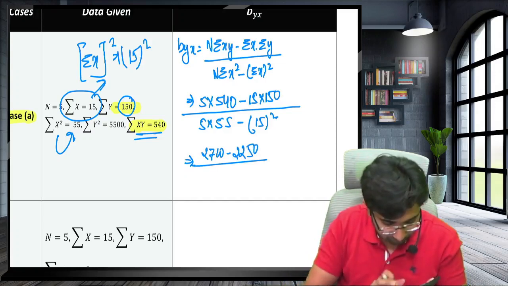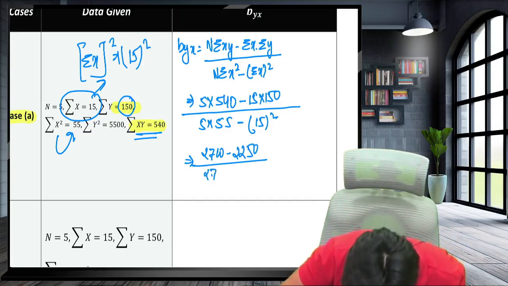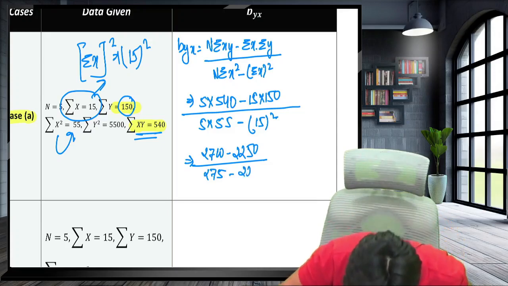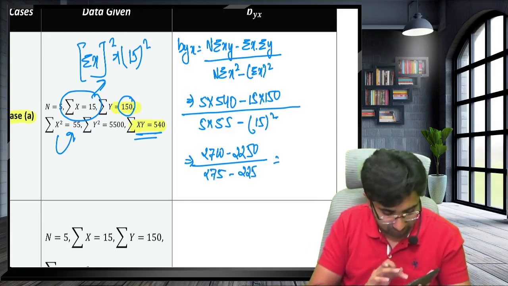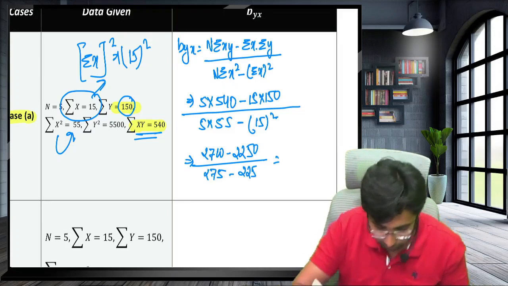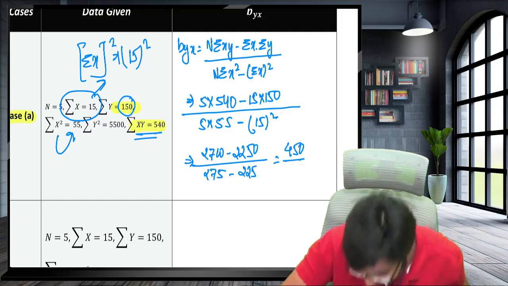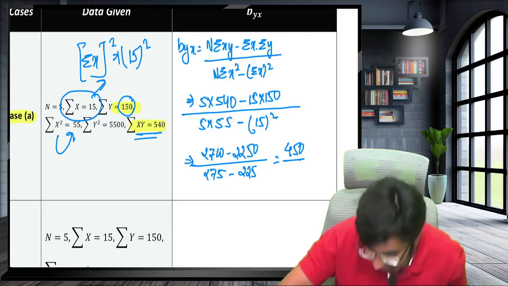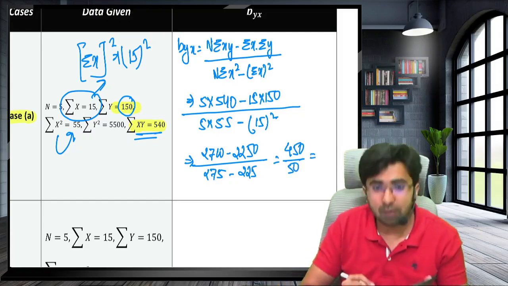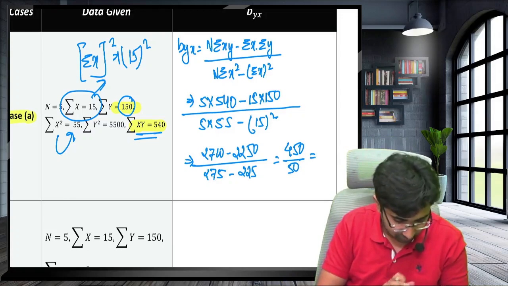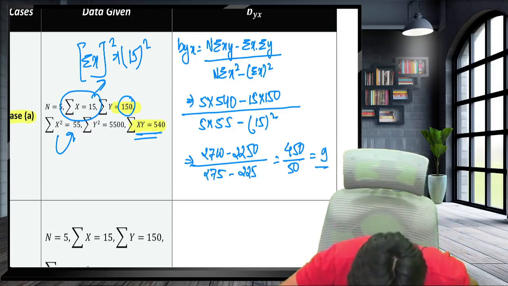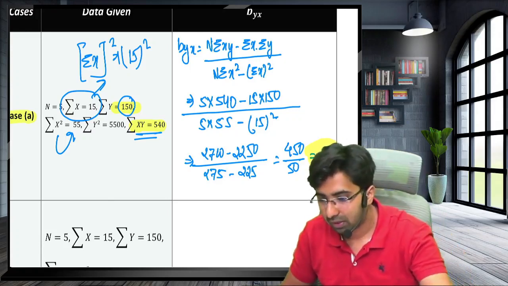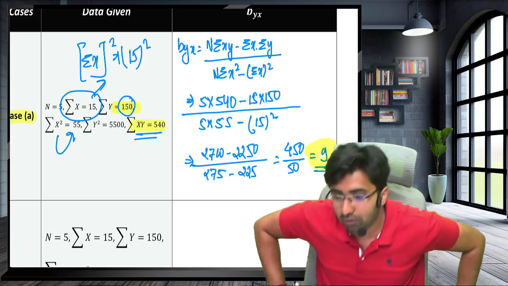5 into 55, this will be 275. 15 whole square, guys, 15 into 15. How much is it? 225. 2700 minus 2250, guys, this is 450, divided by 275 minus 225. Guys, this is 50. Can you divide 450 by 50? Guys, 9. 9 is your final answer. No, 50. Sanjay, 450 divided by 50, not 5.